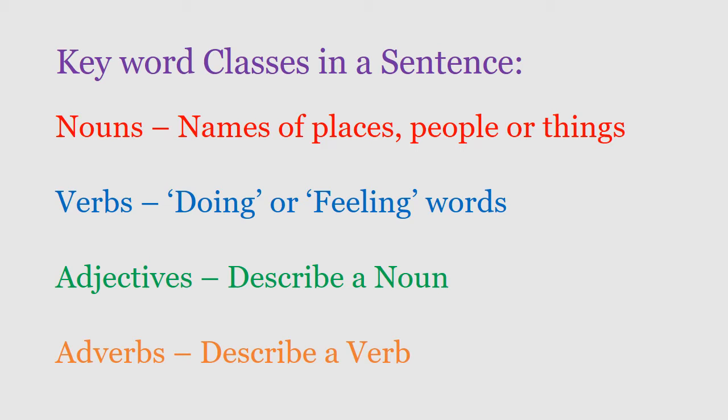You will also find at least one verb in a sentence. These are doing or feeling words. You will often find adjectives in sentences. These are used to describe a noun. And you will sometimes find adverbs in a sentence. These are used to describe a verb.